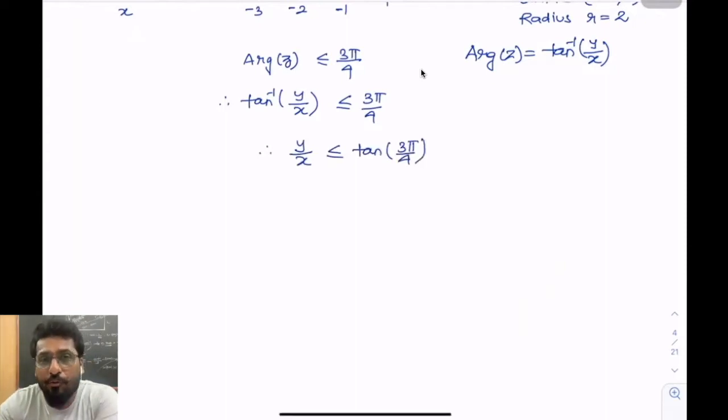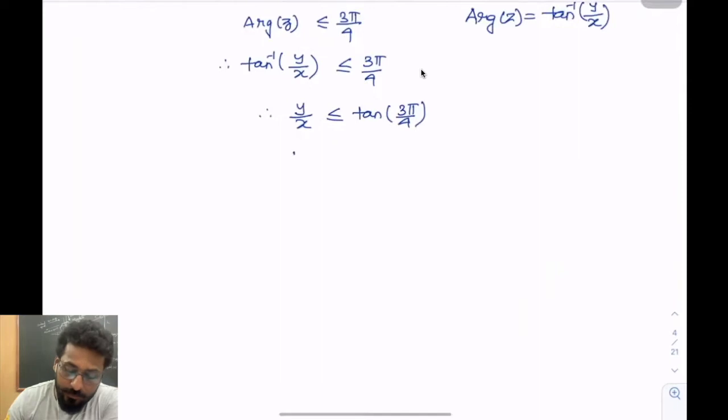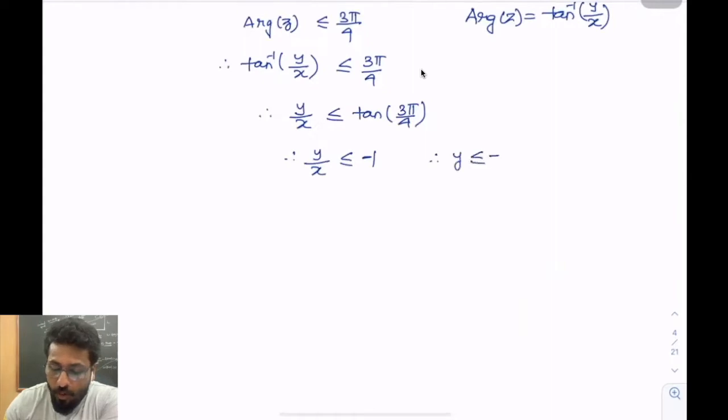So 3 pi by 4 is 135 degrees. It's in the second quadrant. Second quadrant tan is negative. So you should be aware of this value, straightforward. So tan of 3 pi by 4 is -1. If not, go to the calculator, use the radian mode to get the value of tan of 3 pi by 4. So the calculator is also going to show the answer as -1. So I get y upon x less than or equal to -1, or I say y is less than or equal to -x. That's your inequation.